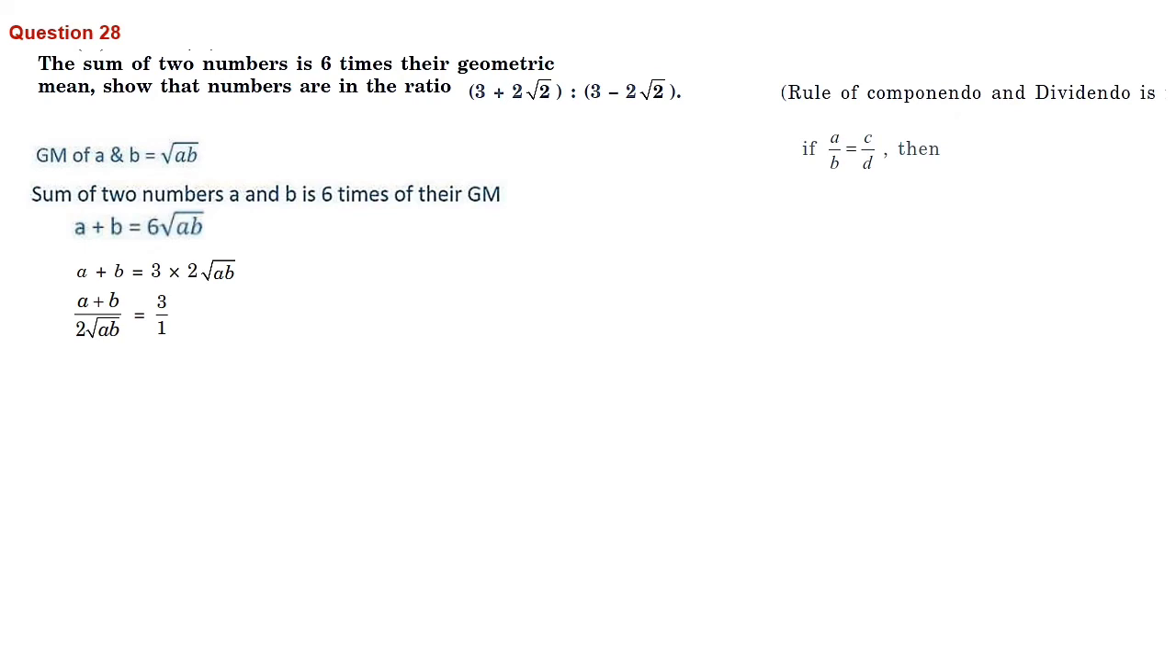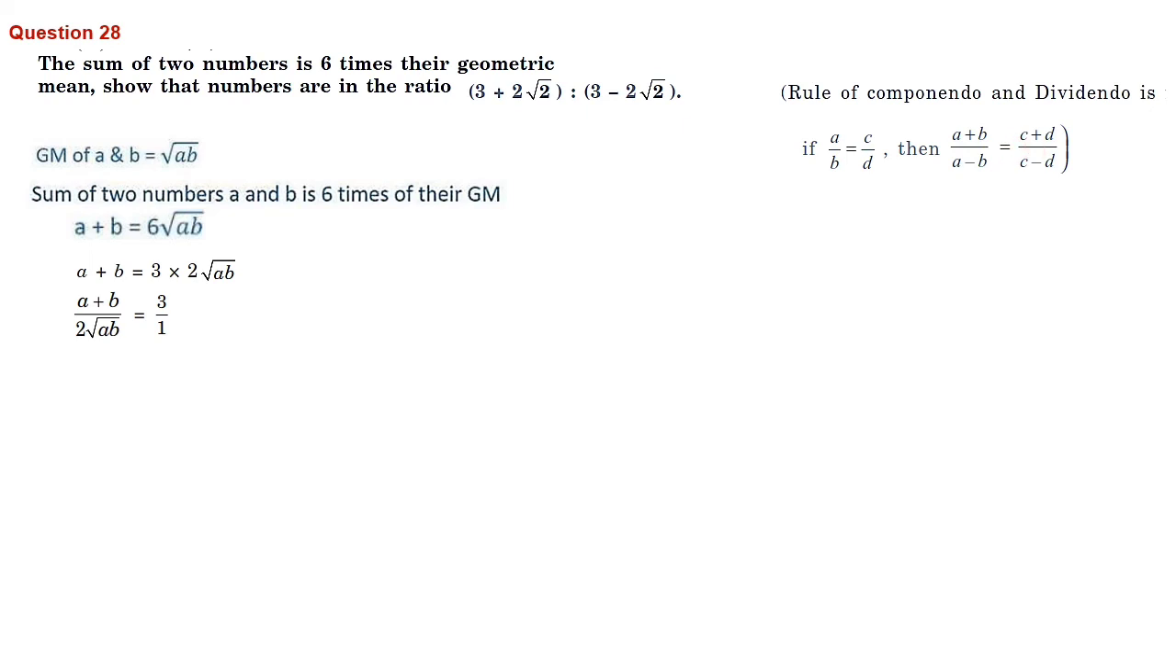If a by b is equal to c by d, meaning these two fractions are equal, then we can take a plus b, adding the denominator to the numerator, divided by a minus b, subtracting the denominator from the numerator. The same operation we do on the other side: c plus d by c minus d. So a plus b by a minus b is equal to c plus d by c minus d. The ratio remains the same, only its format changes. That is componendo and dividendo.